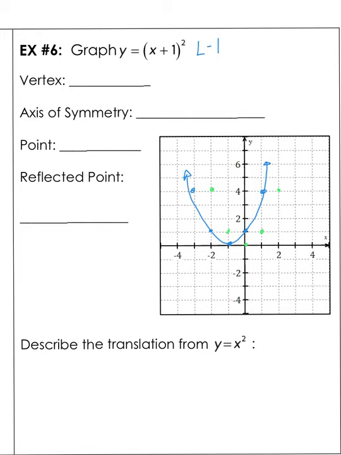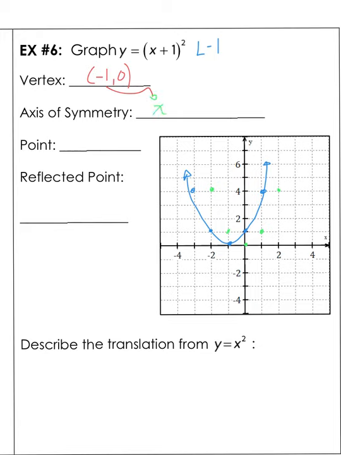I can read the vertex from there, which is -1, 0, but I could also read it off of this, which is considered vertex form. Remember, the opposite of what's inside is -1. Nothing is being added or subtracted out here, so that nothing is 0. Then from there, I can get my two things.